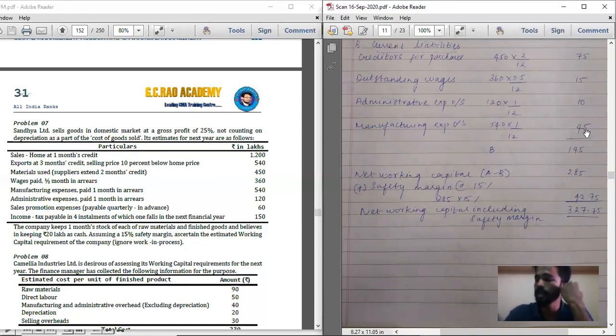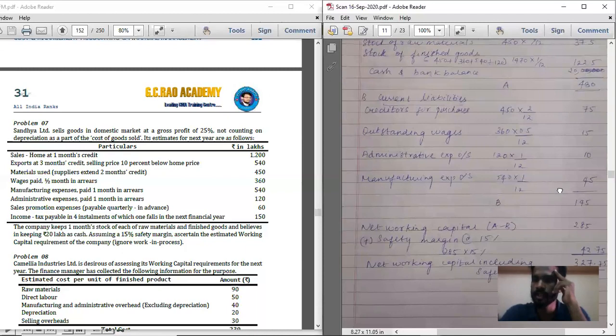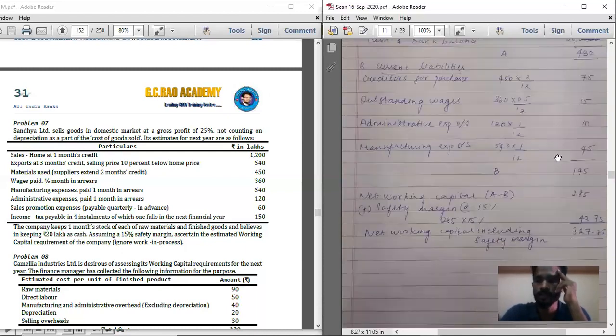75 plus 15 plus 10 plus 45. So you are getting 145. In respect of that 145, put total. So total current assets is 430 and total current liability is 145. So below that, put net working capital. Capital C, net working capital. Within bracket, capital A minus capital B.